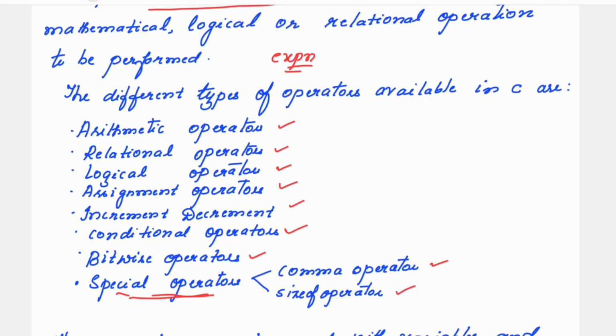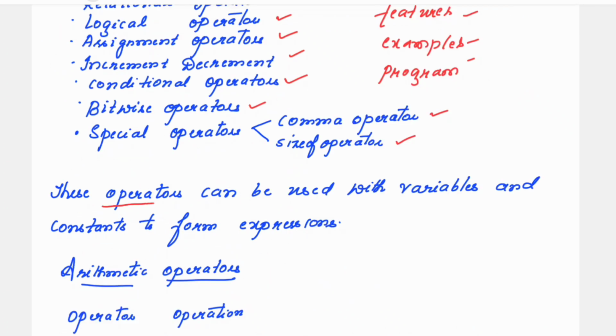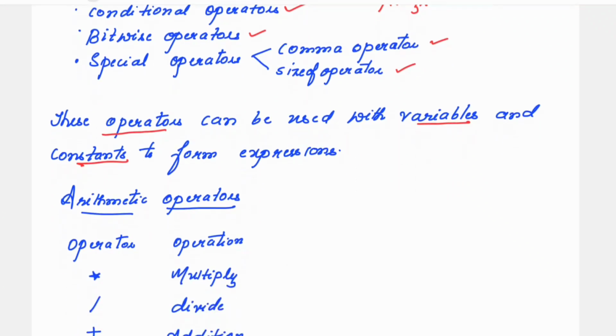So for each of these operators I have listed here, there will be a separate session with examples, with features, with a program. These operators can be used with variables and constants to form expressions. Now let us see the different arithmetic operators.